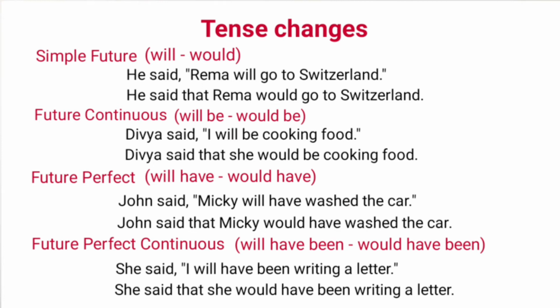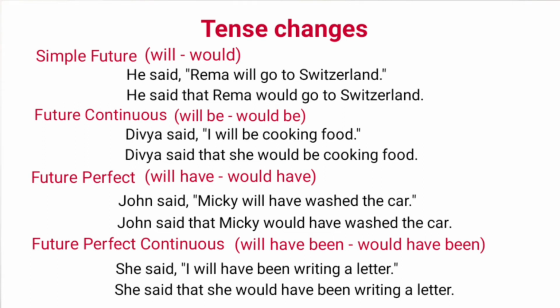In future continuous tense sentences, will be changes into would be. Example, Divya said, "I will be cooking food." This sentence is transformed into Divya said that she would be cooking food. In future perfect sentences, will have changes into would have. Example is, John said, "Mickey will have washed the car."